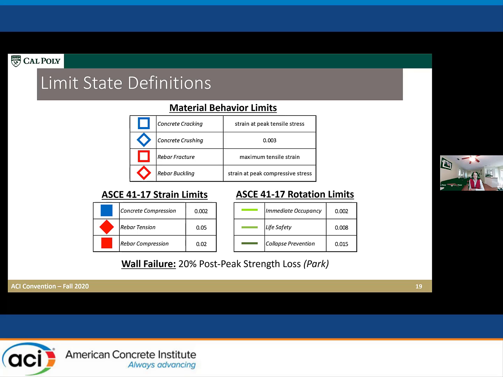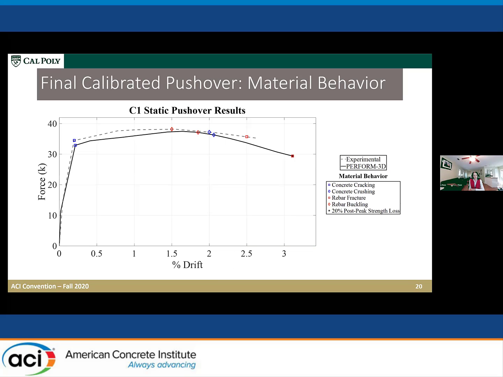But we're not just interested in the overall initial stiffness and the maximum strength and where we have our final drift. We also are very interested in, do these models give an accurate prediction of material behavior limits and ASCE 41 strain and rotation limits, and also the wall final failure. So what you can see here is the experimental pushover in gray and the PERFORM-3D model in black. And these markers indicate, for example, that concrete cracking and concrete crushing are very well predicted in terms of the drift. And in terms of rebar buckling and rebar fracture, it's a bit overestimated in terms of drift of when those will occur.